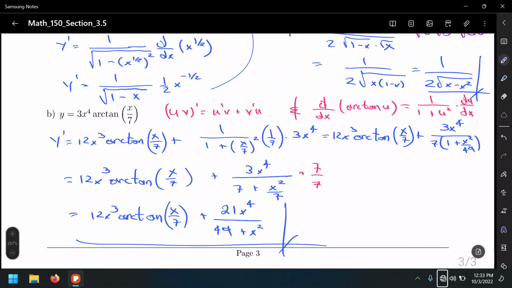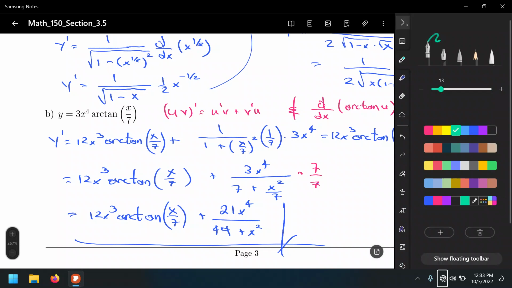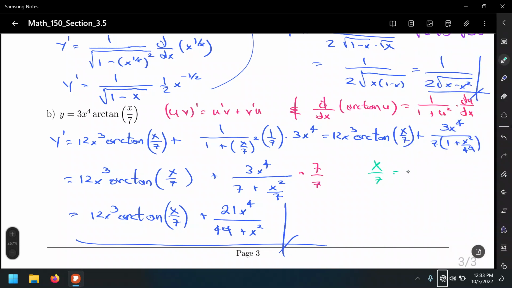Where does the 1/7 come from on the first one? Oh yes, because this x over 7 right here is the same as saying 1/7 of x, and the derivative of 1/7 of x is 1/7. All right. So you use the chain rule? Yes, it's a mini chain rule essentially. It's an arctan of some u, so even though it's not a very complicated function, it's still a composite function.